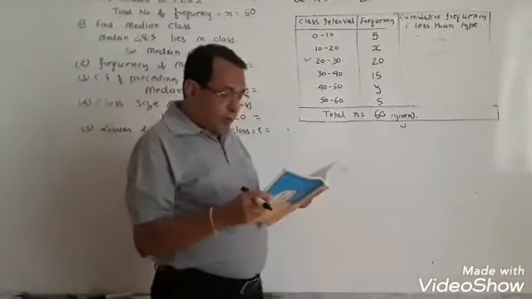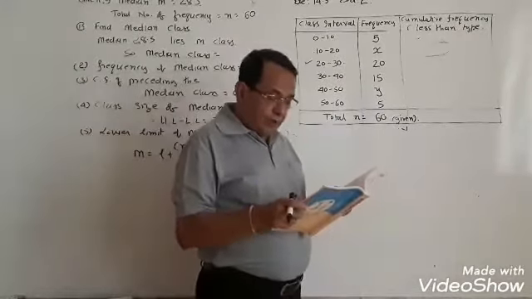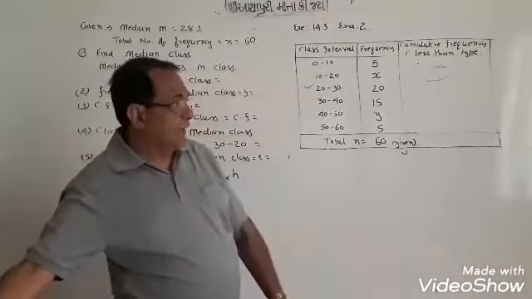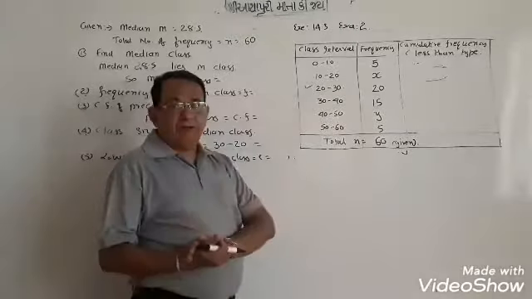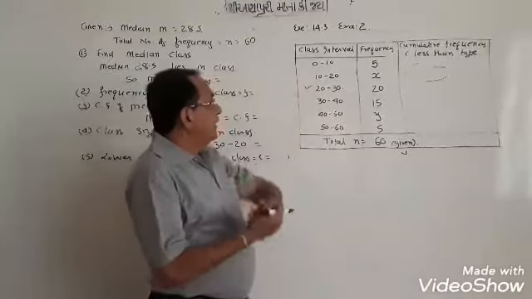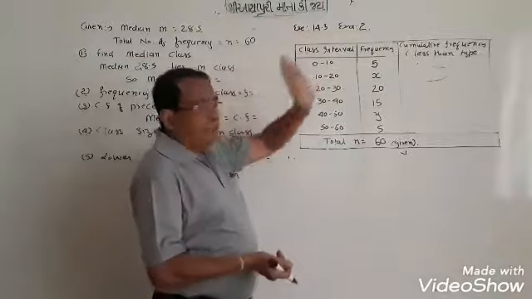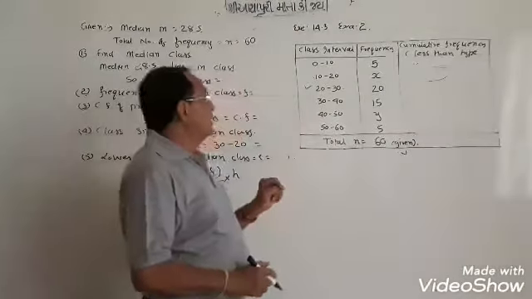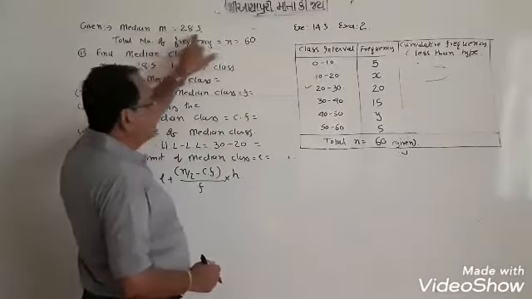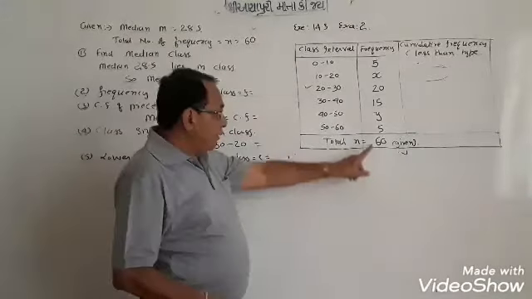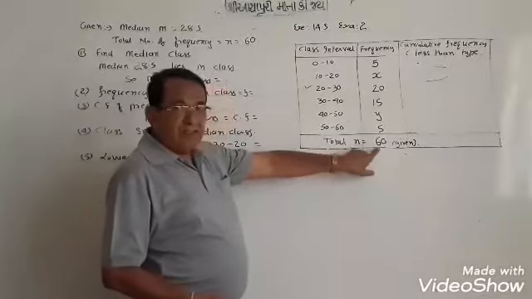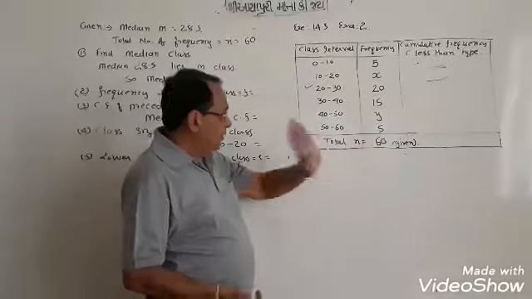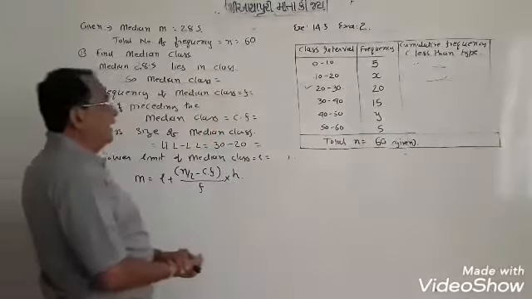Just I will read. If the median of the distribution given below is 28.5, find the value of missing frequencies x and y. The way we found missing frequency in mean, in the same way here we will find it related to median. You are given the value of median. What is the value of median? Median is equal to 28.5 and total number of frequency is 60. It is given here only. Be careful. So first of all, find the median class.